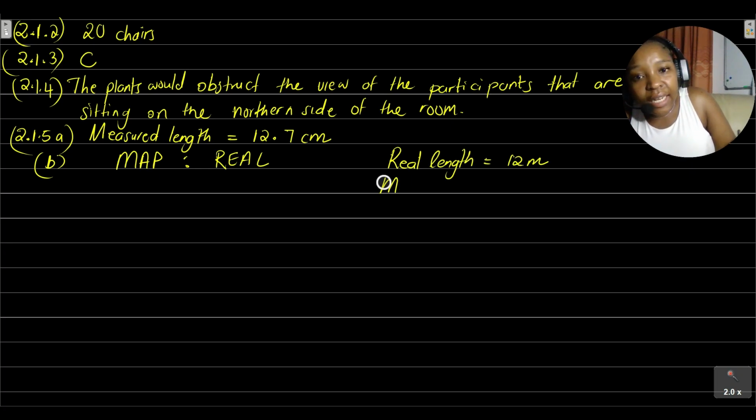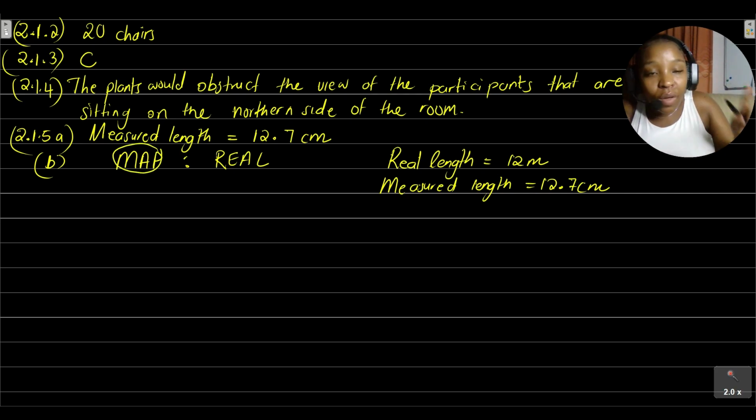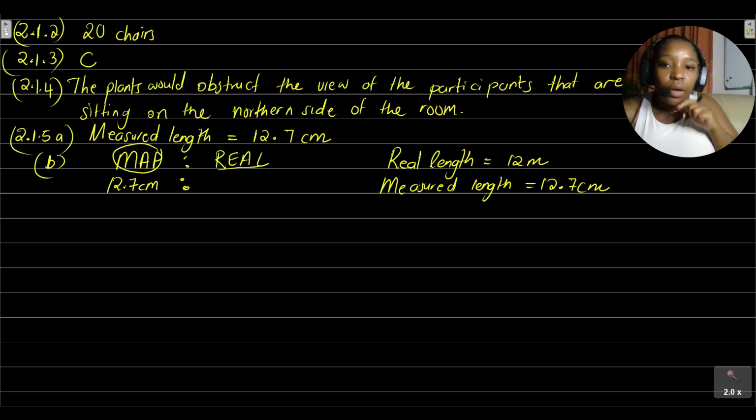Okay, the measured length of the conference room was 12.7 centimeters, and we are going to substitute those values and put them on this ratio scale, right? That's the first thing that we're going to do. So which value represents the measured length on the map on the paper? It's 12.7 centimeters. Is to which value represents the real length of the conference room in real life? It's that 12 meters.